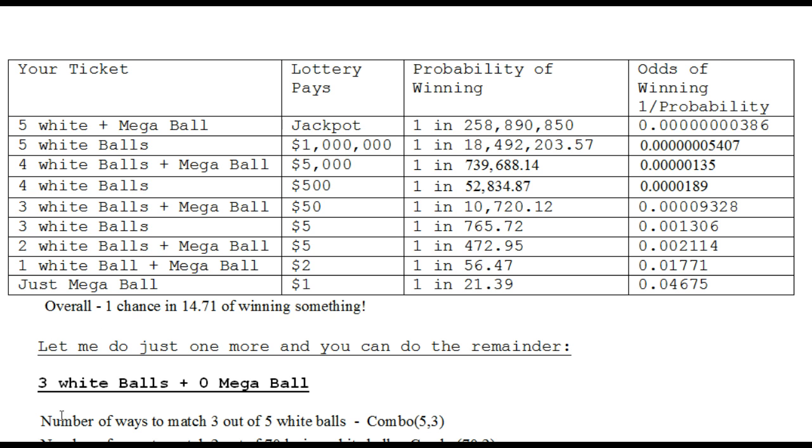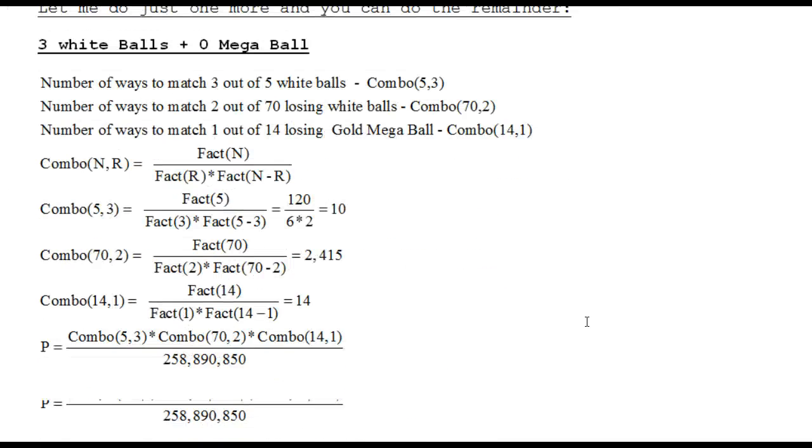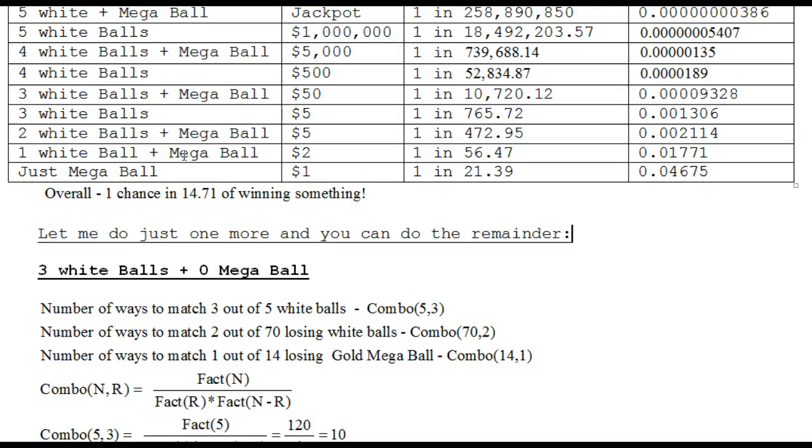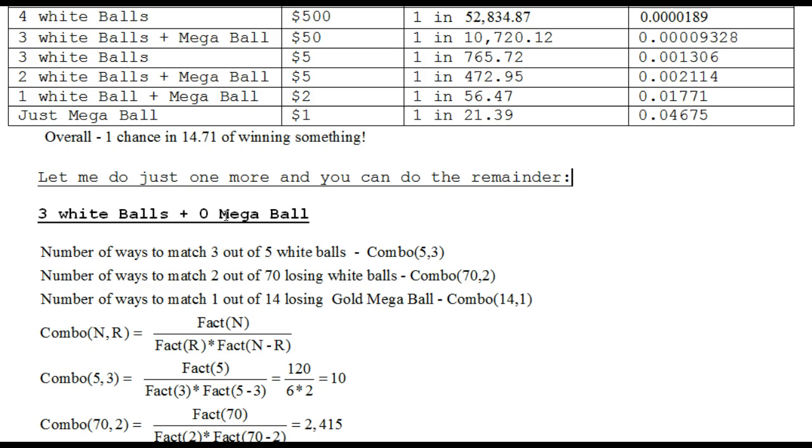So if you continue on down with your equation, you'll calculate each one of these odds. With the overall chance of winning is 14.71 of winning something. Okay, and to make this a little bit easier, I'm going to do one more. So let's win 3 white balls and 0 mega balls. So right here. So 3 white balls and a 0 mega ball, we win $5. And the table says it's 1 in 765. I think the online Megaball table rounds this off to 766. Okay, but let's see how we get there.